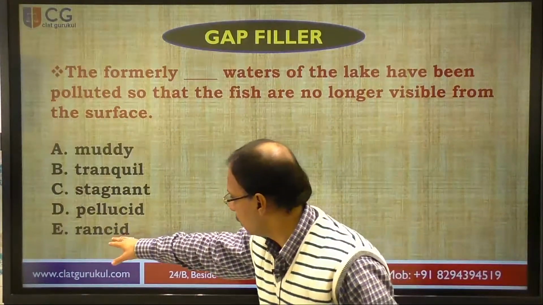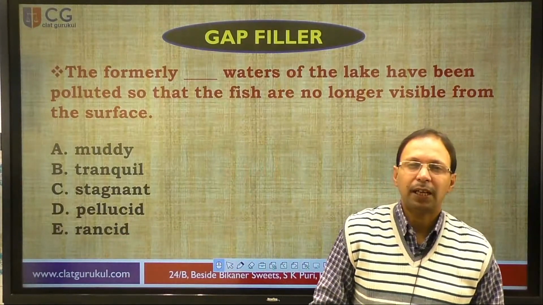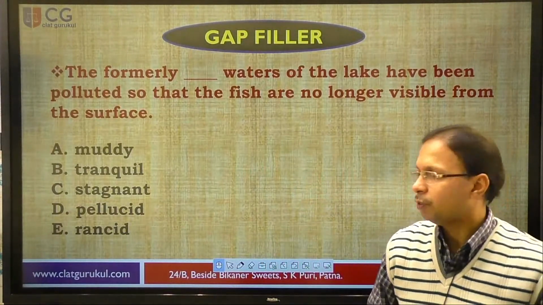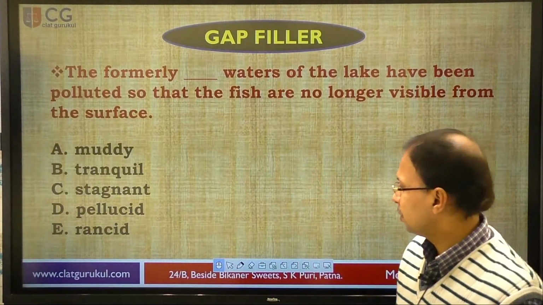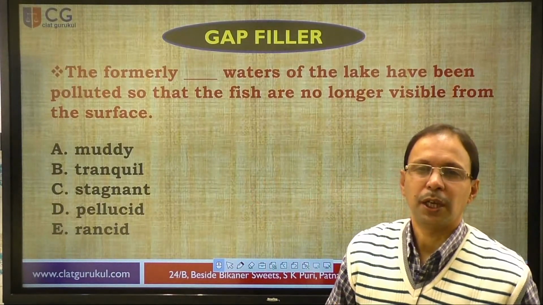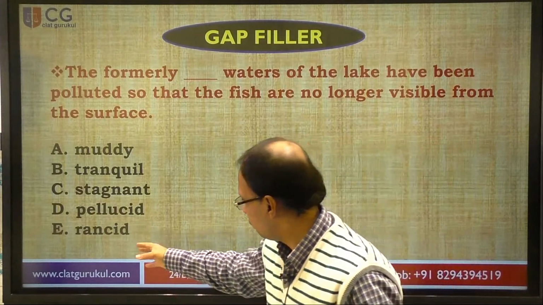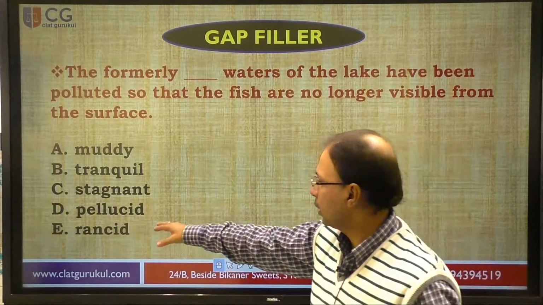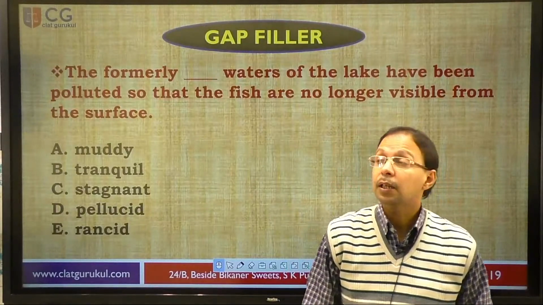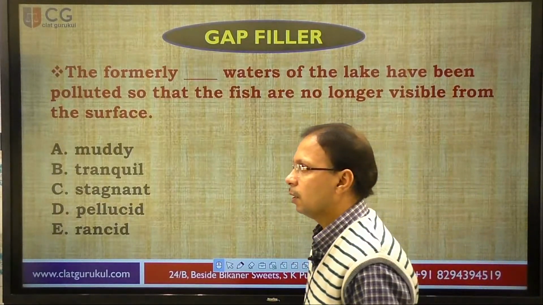And if you think about the word rancid, it means something very stinking, very rotten kind of thing. It is not smelling good, something rotten, that is rancid. Fine. So the correct answer will be pellucid, and it means translucently clear, right? Okay.